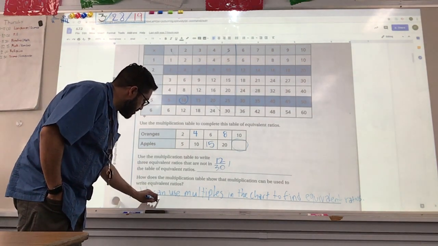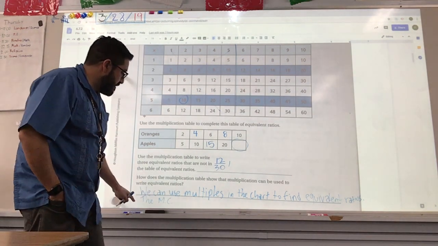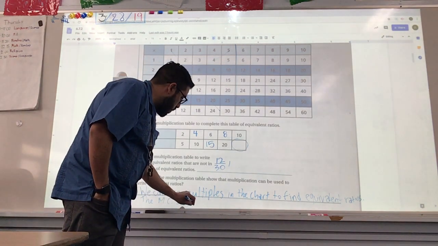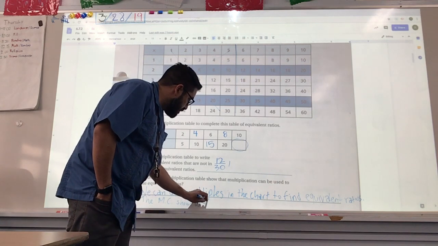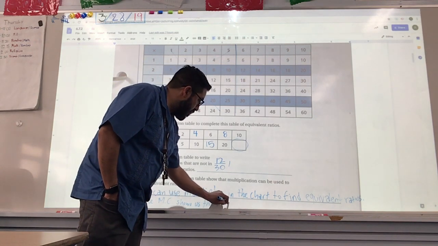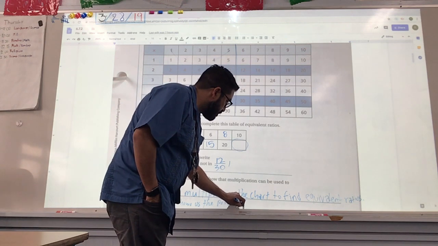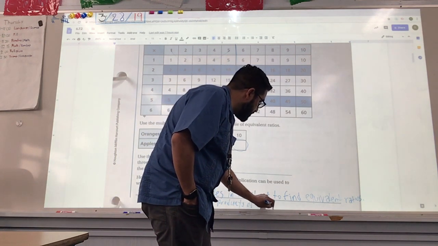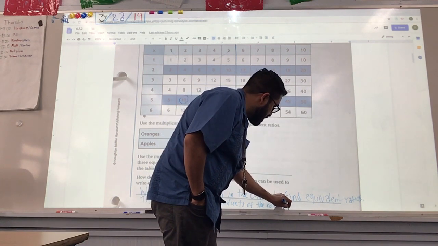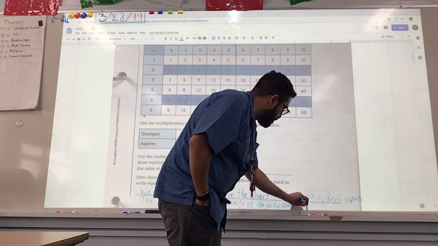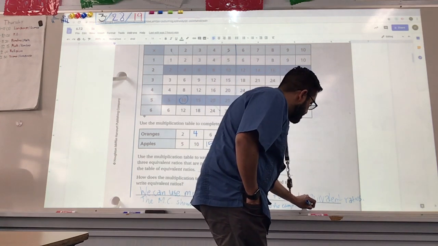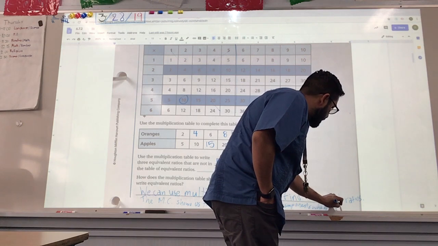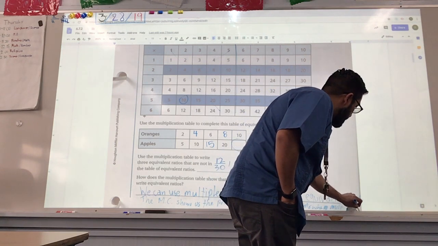The multiplication chart, I'm just going to put MC there. The multiplication chart shows us the products of the ratio components when multiplied by the same number.